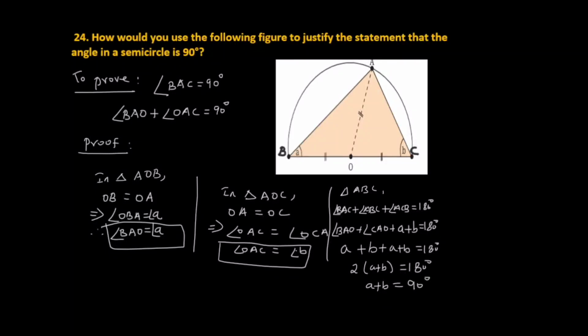What is angle A plus B? Angle BAO plus angle OAC is equal to 90 degrees. So combining BAO and OAC, we are getting BAC, that is equal to 90 degrees. So the angle in a semicircle is 90 degrees.